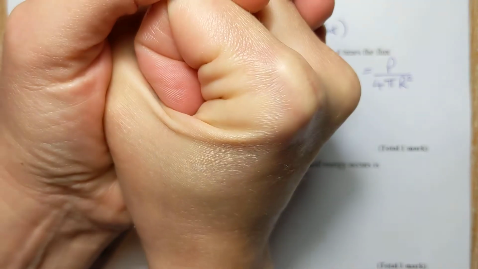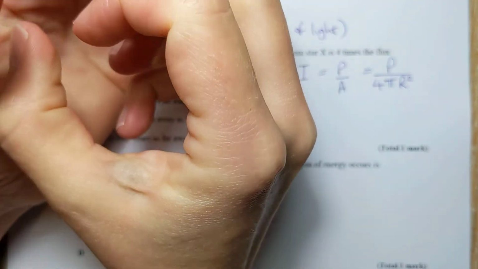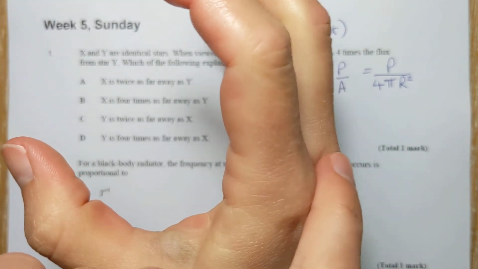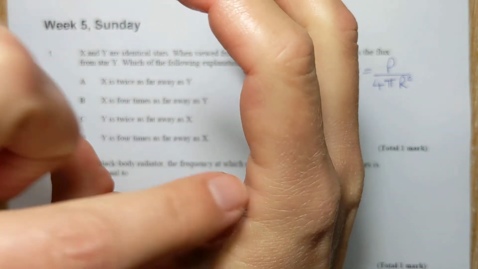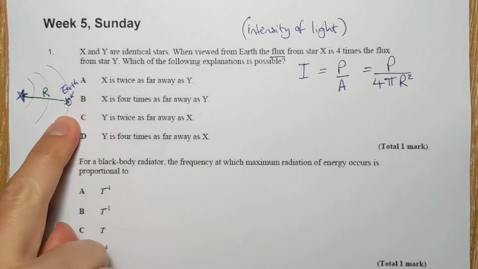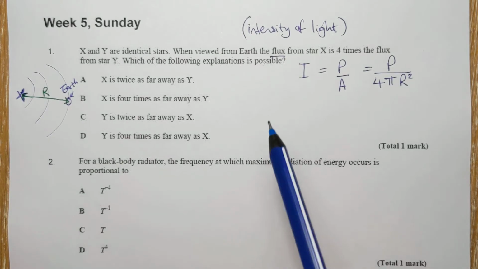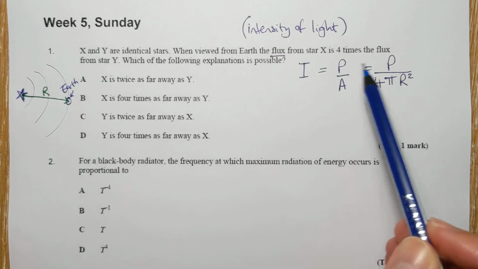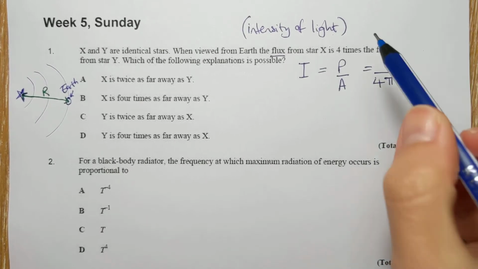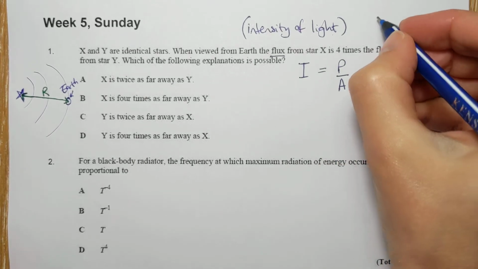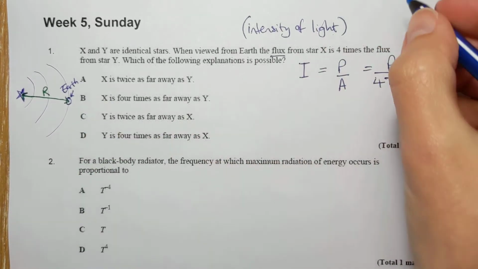Now, here's the star, the wavefronts are coming out. So when they reach us, it's like we're sat on the surface of that sphere, and so r is the distance from us to the star, something like this. Okay, and we know that the two stars are identical, and that means that their powers are the same. But star X has 4 times the flux, or 4 times the intensity of light from star Y.